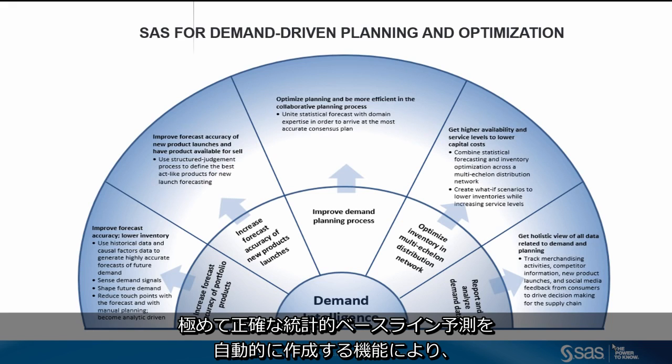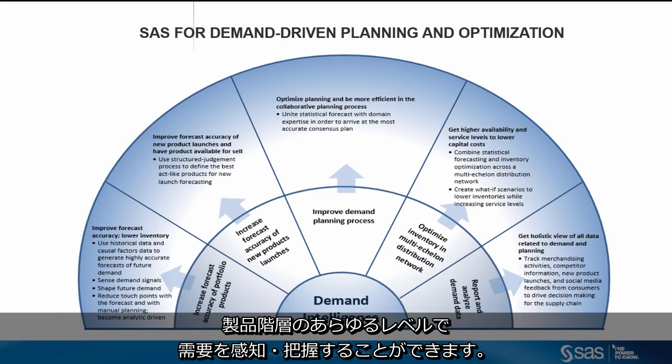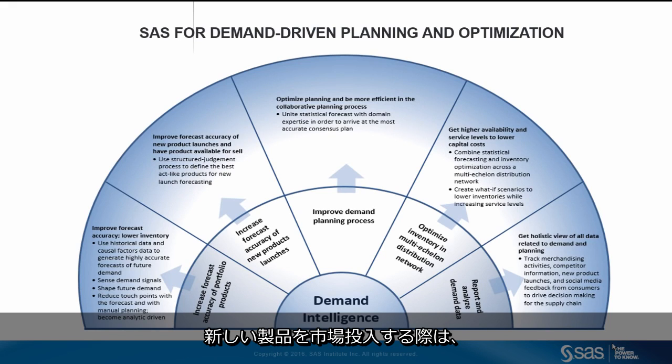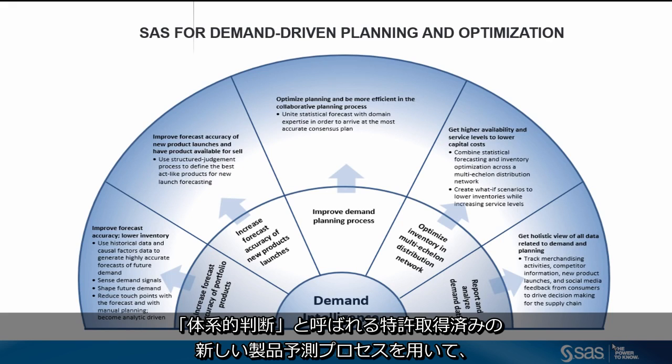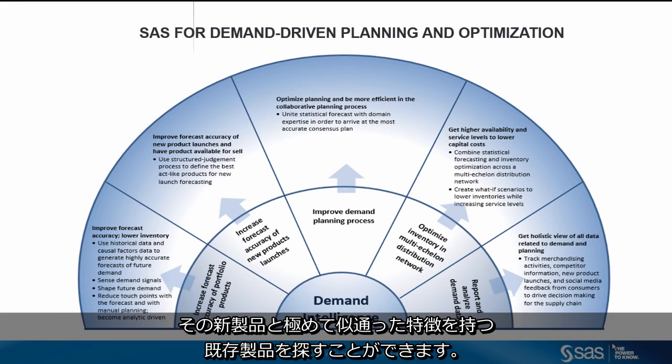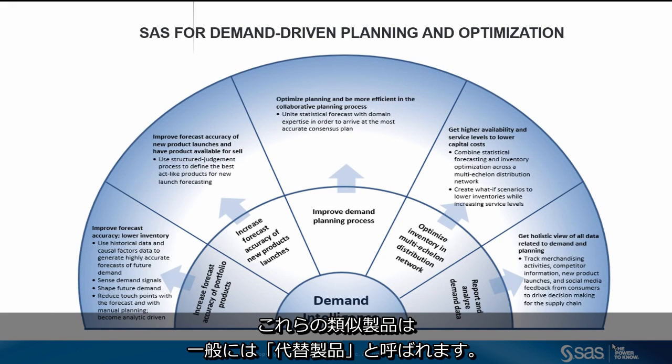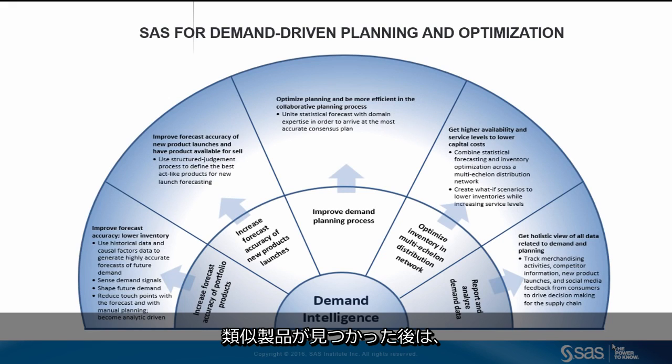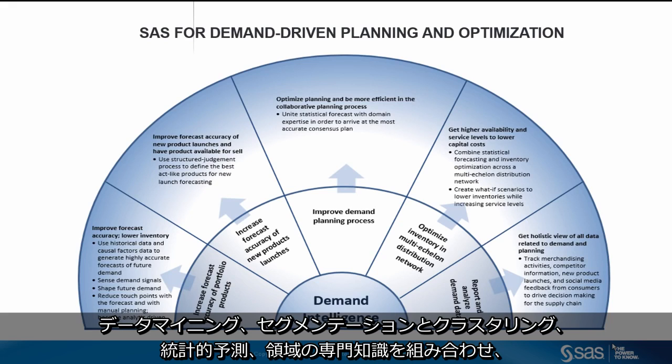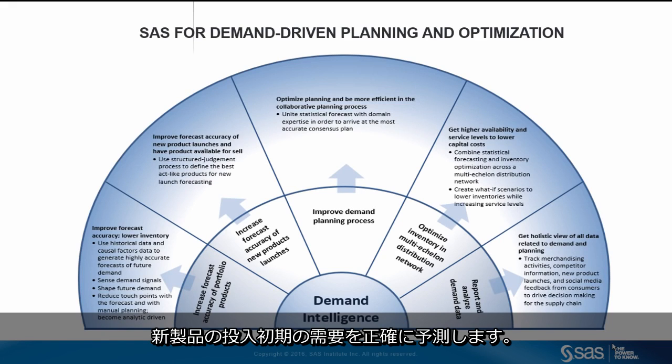With the ability to automatically create the most accurate statistical baseline forecast, you can sense and shape demand at all levels of the product hierarchy. If a new product is in your portfolio, you can use the patented new product forecasting process called structured judgment to find products that are very similar to that new product. These similar products are known as act-like products. After you find similar products, you use a combination of data mining, segmentation and clustering, statistical forecasting, and domain knowledge to accurately predict new product launches.